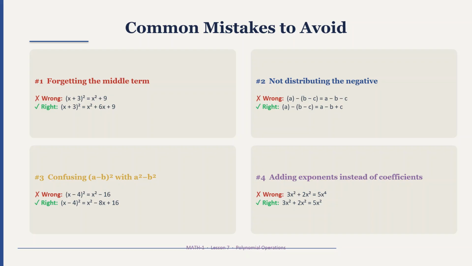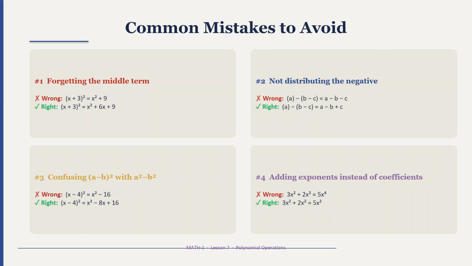Mistake 3. Leaving out the middle terms in a difference of squares. When you have a plus b times a minus b, the result is a squared minus b squared. Students sometimes write a squared minus ab minus b squared, adding a phantom middle term. The whole point of this pattern is that those terms cancel.